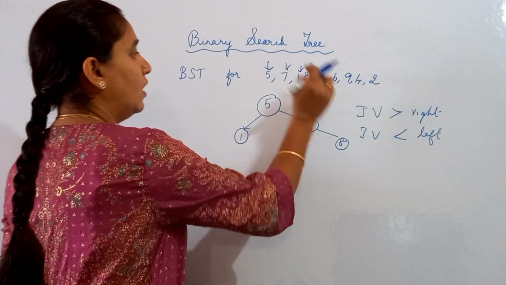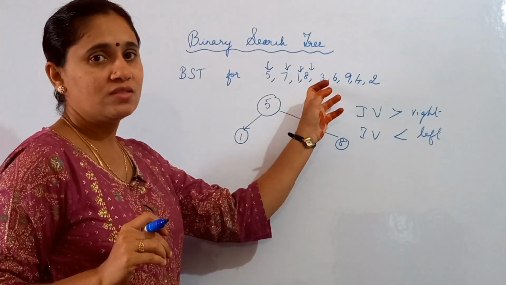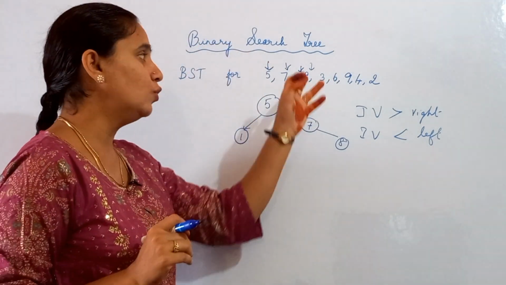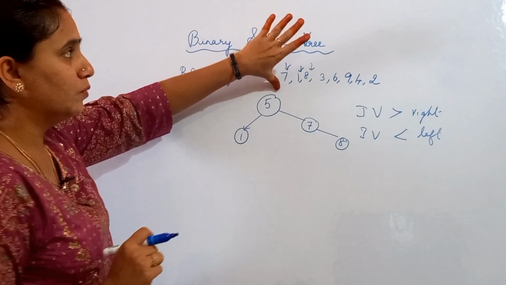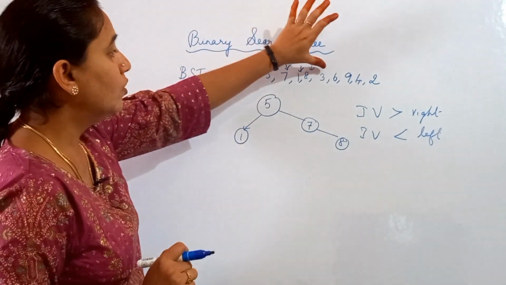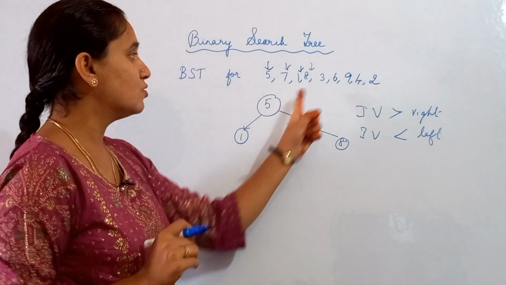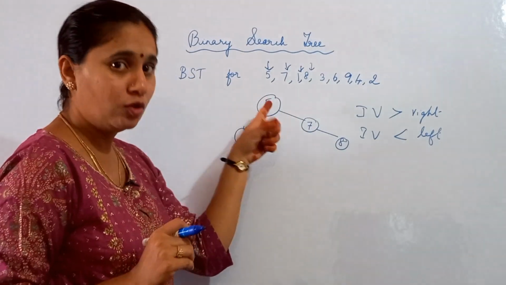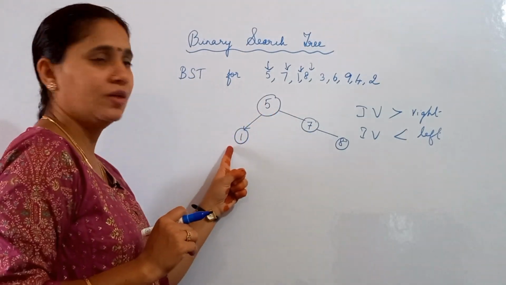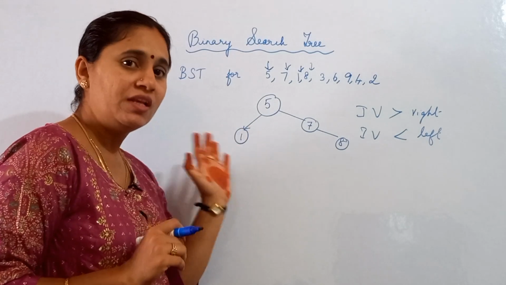Next, what is the value? The next value is 3. So start from the root node as usual. The incoming value is lesser than 5, isn't it? So the incoming value is lesser than the root node, then move here. I have to travel only left, isn't it?